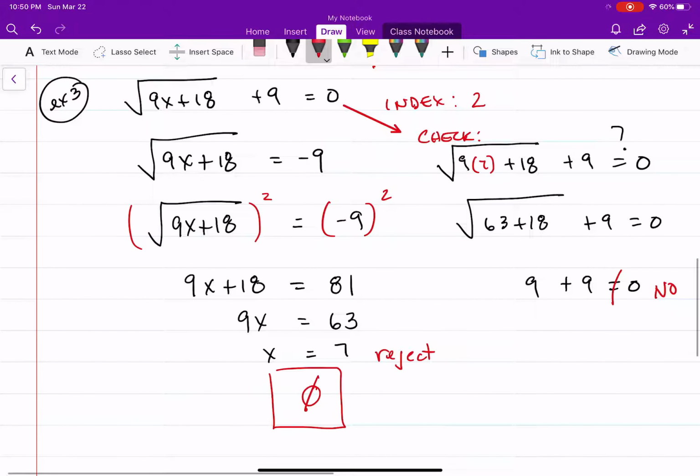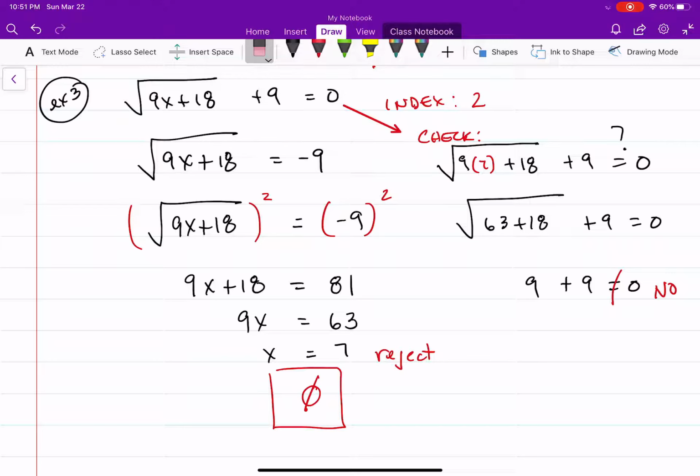Okay? But here is the thing. I should already know this answer was going to be rejected, that there was going to be no solution. And you're going to be like, why? So here is why. This line right here says the square root of a number is going to equal negative 9. So is there ever going to be a square root of any number that's going to give you negative 9? And the answer is no. There's never going to be a square root of a number that's going to give you negative 9. So that would be a dead giveaway right there.